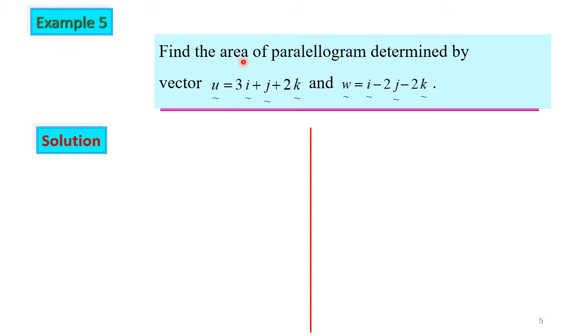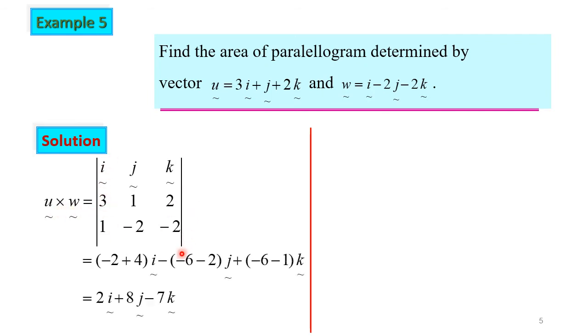Then we move to example 5. Find the area of the parallelogram, four sides, determined by vector u and vector w. So if you look at the formula in the first video regarding the concept, you have to find the cross product and later its magnitude. So first we find the cross product of u and w. The cross product would be 2i plus 8j minus 7k. Then later we find the magnitude of this cross product.